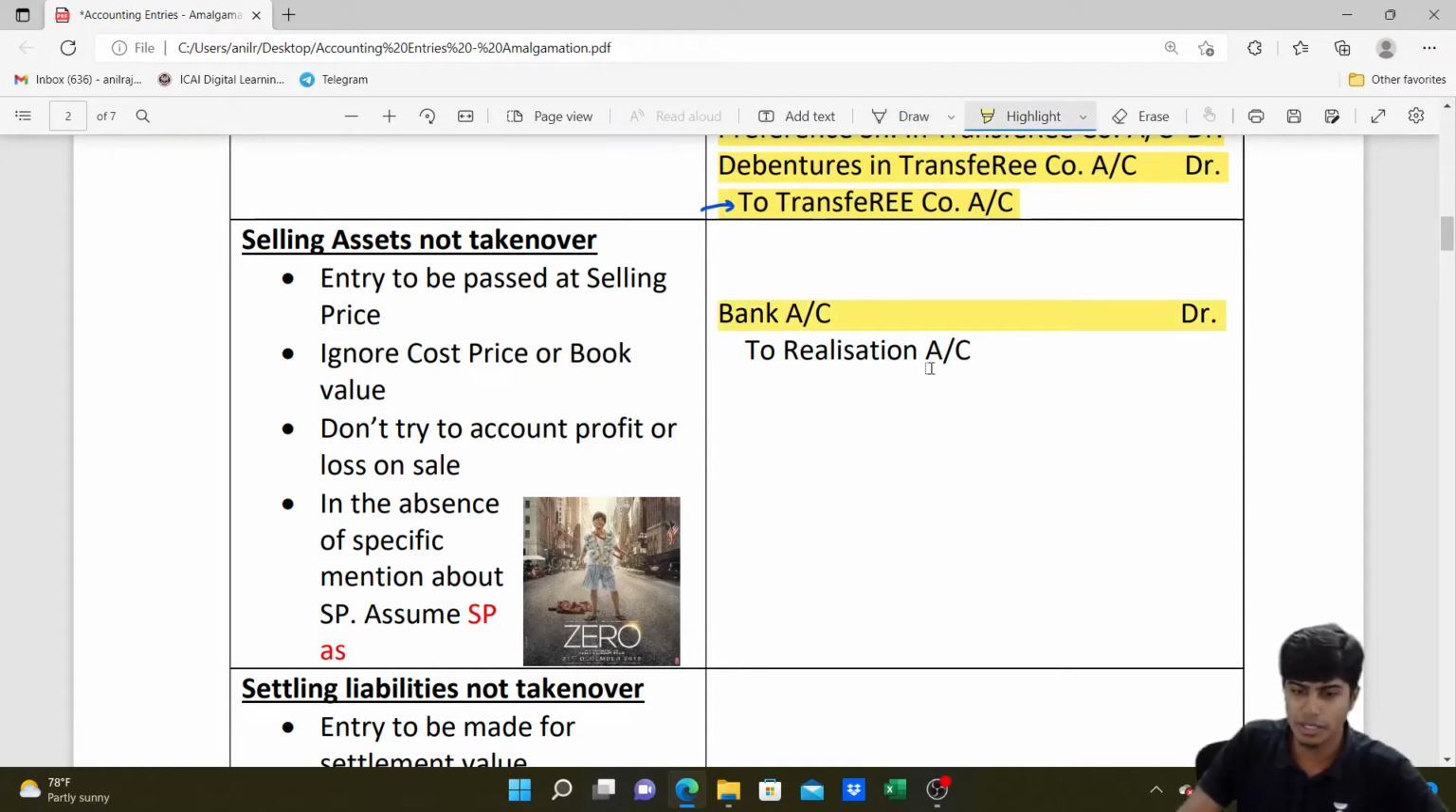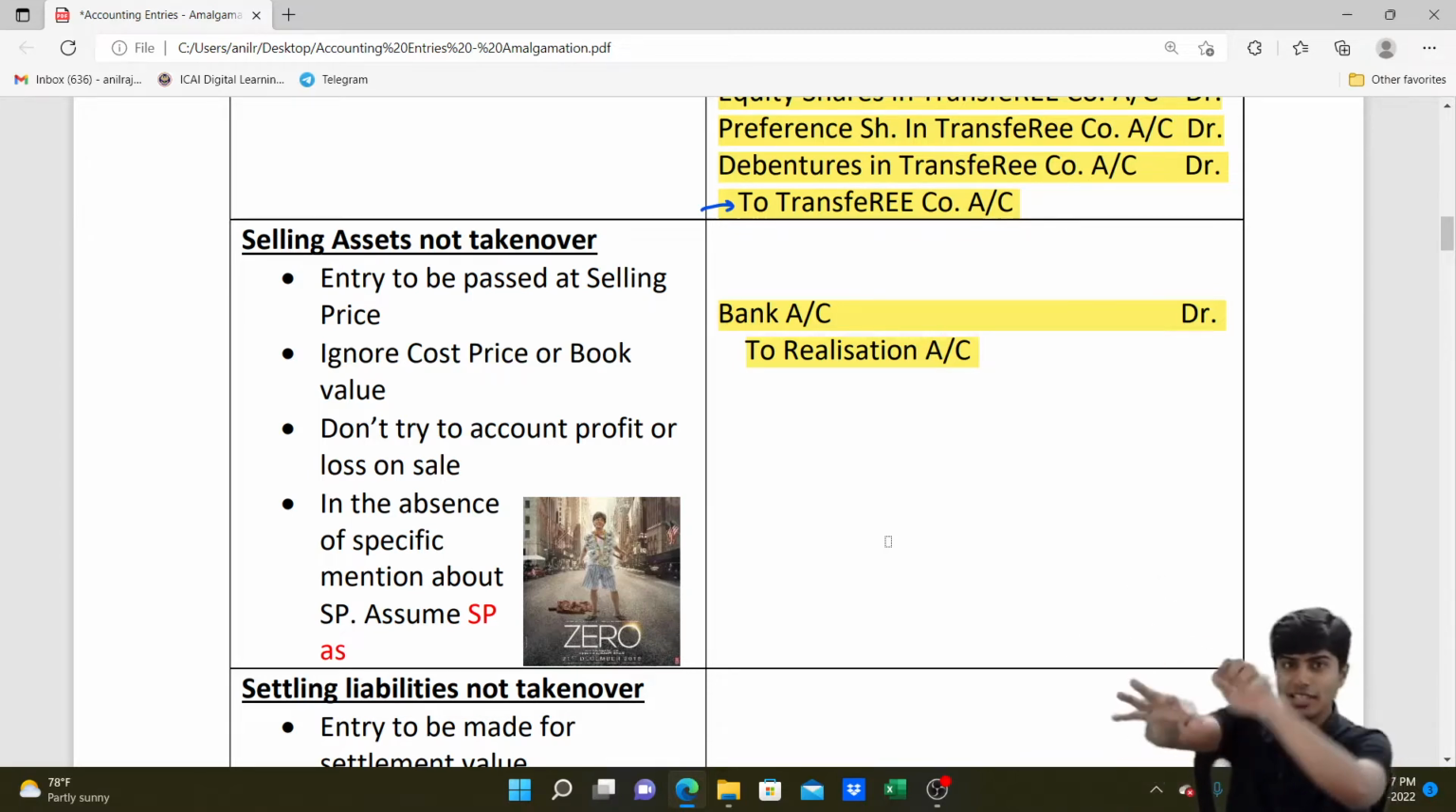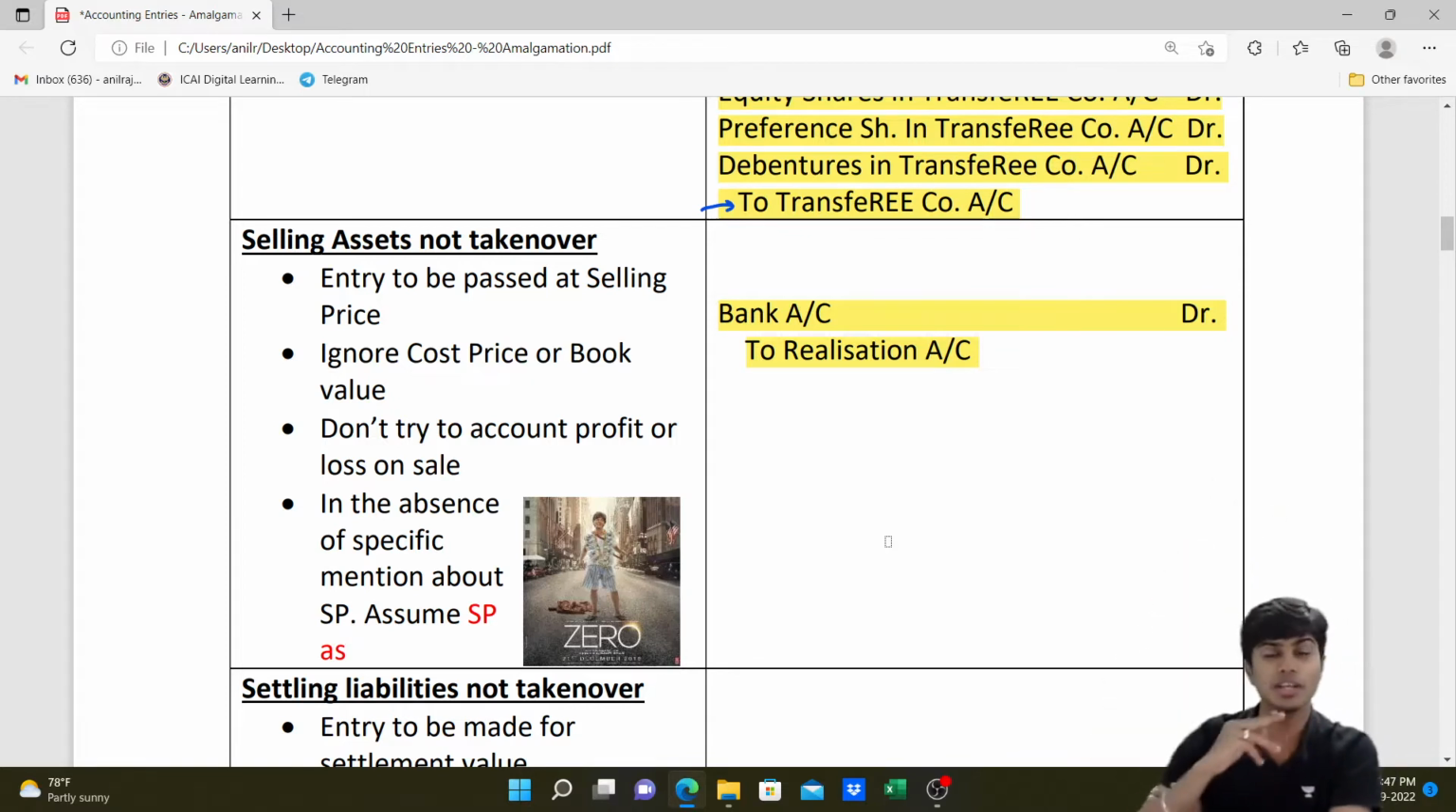This bank account debit to realization account entry needs to be passed at selling price. We will pass this journal entry at selling price. We are not going to account for cost price of assets sold, selling price of assets sold, or profit or loss on sale of the asset. Why? We have transferred the asset at cost or book value to realization. We'll put the sale consideration to the realization account. And in the realization account, we'll arrive at profit or loss, which will straight away impact shareholders, and we don't have to account it separately.